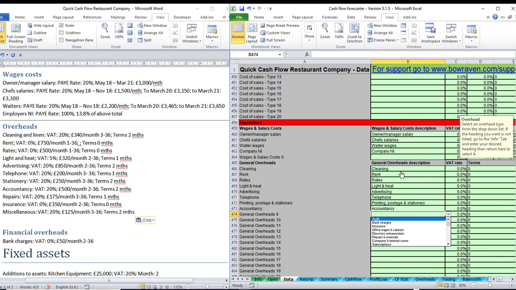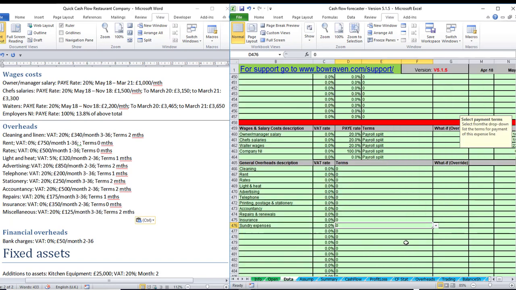And all of these ones no longer appear in the list, which just makes it that little bit easier than having to scroll through ones that you've already selected, if that makes sense. Insurance. And notice on the left hand side how these are displaying those names, which will get pulled through to reports too. And then finally, miscellaneous, or sundry expenses. Okay. So now we can enter the VAT rates.